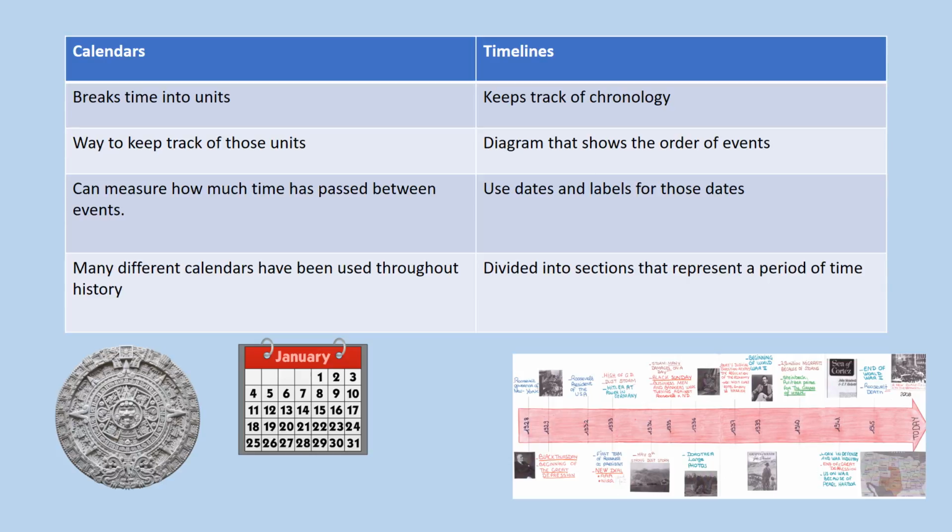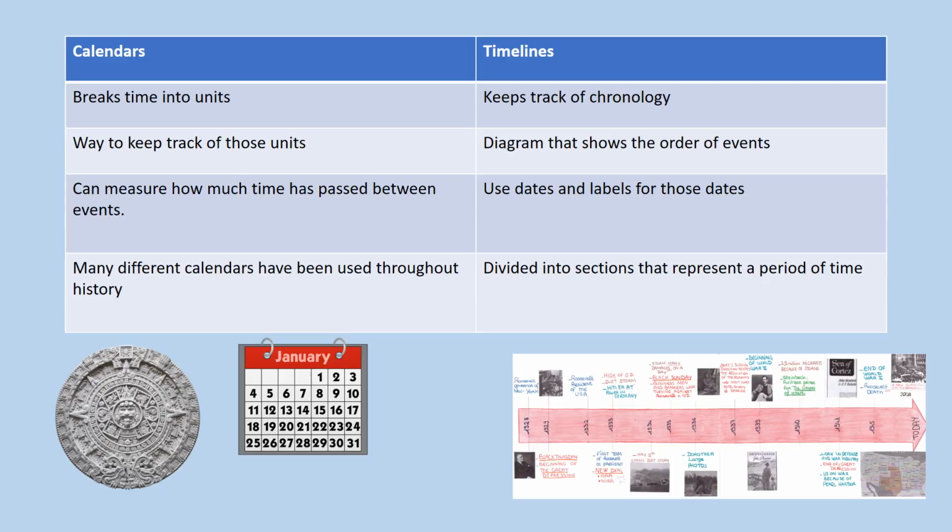So on this chart, there are calendars and the difference between calendars and timelines. A calendar breaks time into units. It's a way to keep track of those units. It can measure how much time has passed between events, and there are many different calendars that have been used throughout history. As you can see, I've included an image of an Aztec calendar. They used the sun, moon, and stars to make their calendar, and a current calendar that we would use today.